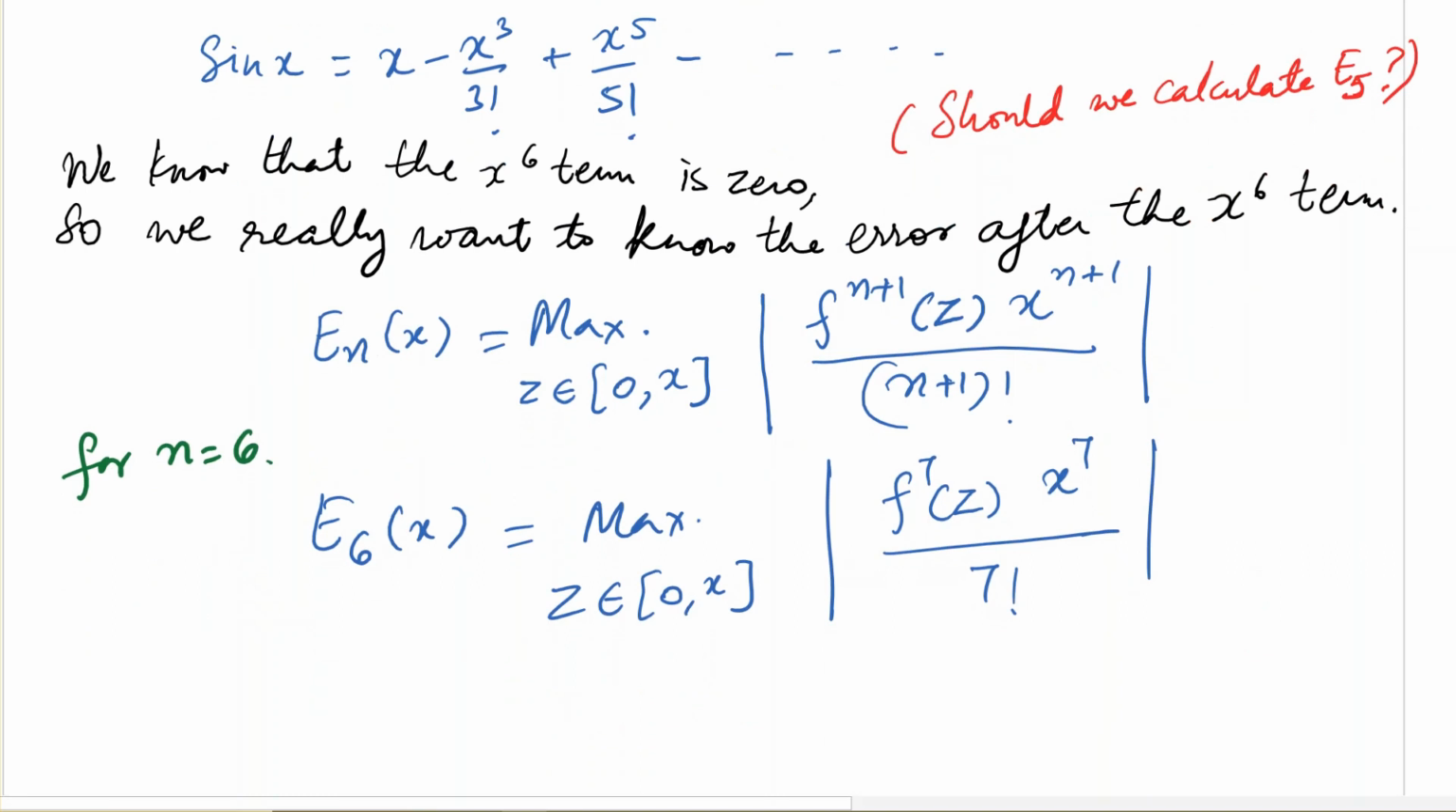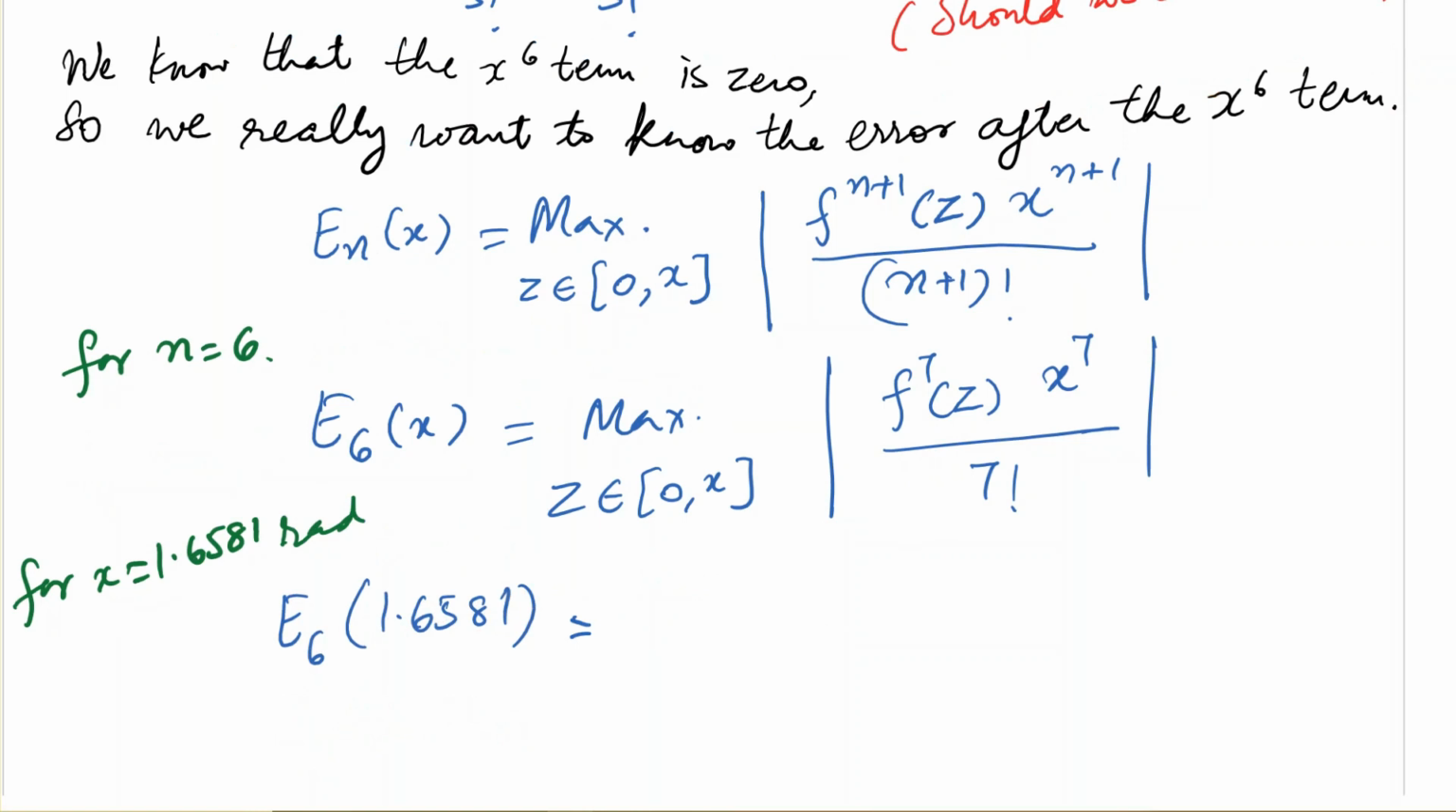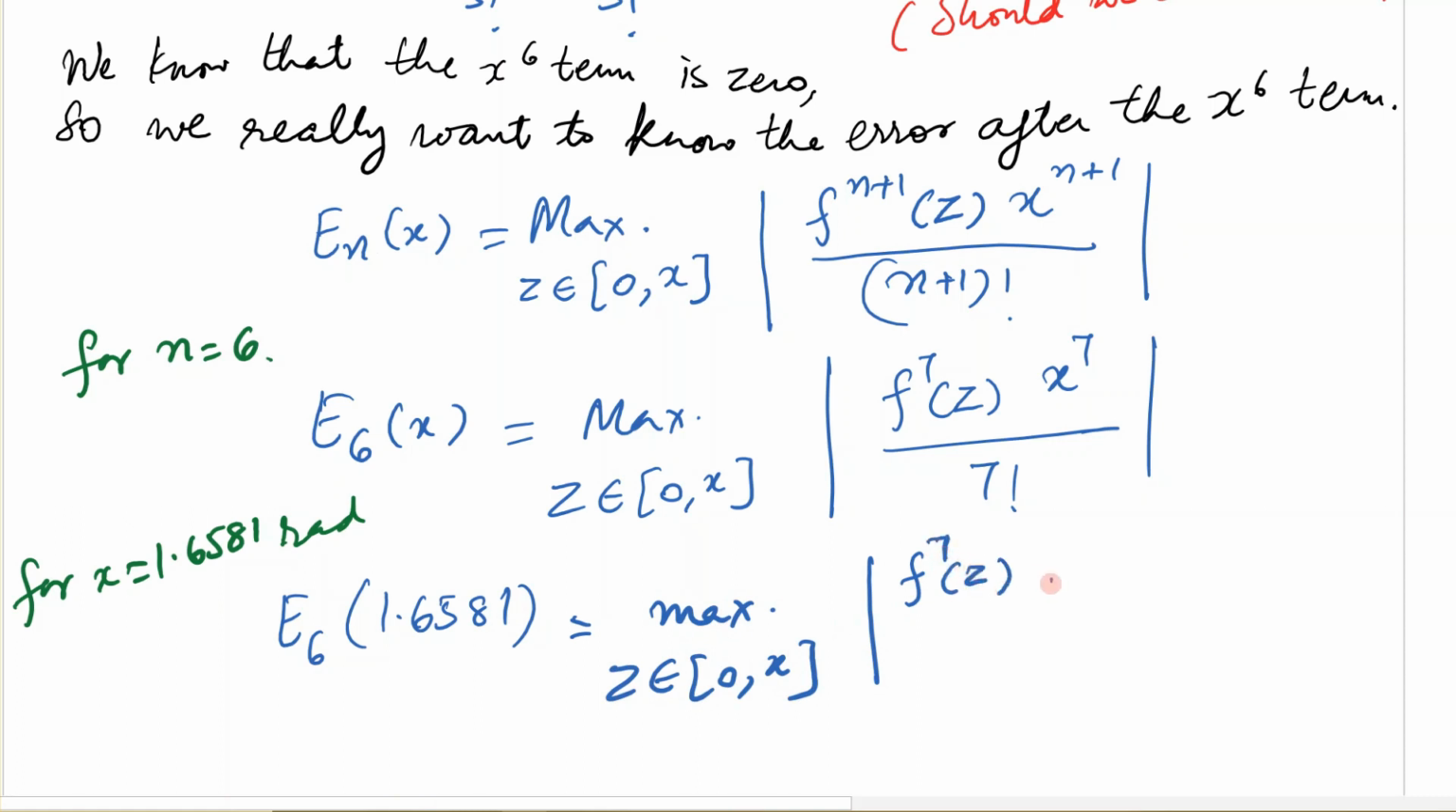And now let's put x equals 1.6581 radians and plug in the value. So maximum over z belonging to 0 to x of the seventh derivative of our sine function, times 1.6581 raised to power 7 over 7 factorial. In this problem, you don't really need to figure out the seventh derivative, because whether it's a sine or cosine function, when we take the derivative again and again of the sine function, we end up with either sine or cosine. And if you're looking for the bound of that function, the maximum value can be only 1. So you can simply write 1 times 1.658 raised to the power 7 over 7 factorial.